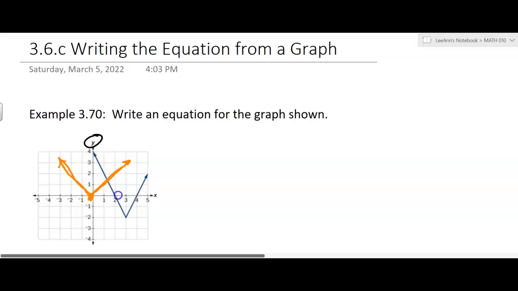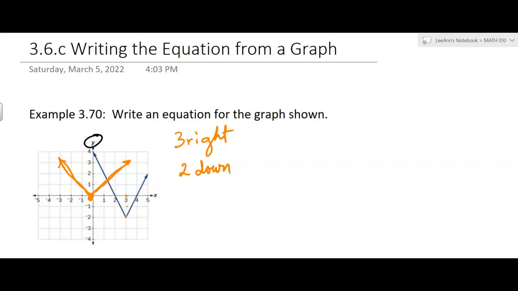It went 1, 2, 3 units to the right, so 3 right, and 2 down. Okay, so that tells us some stuff. The hard part is the stretch, right?